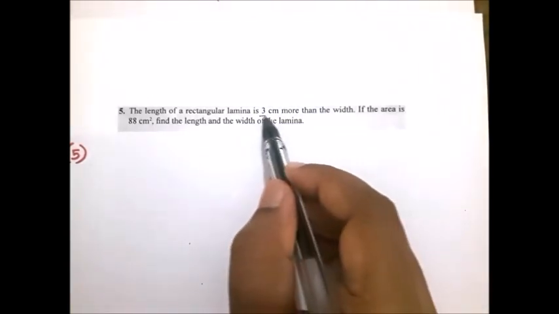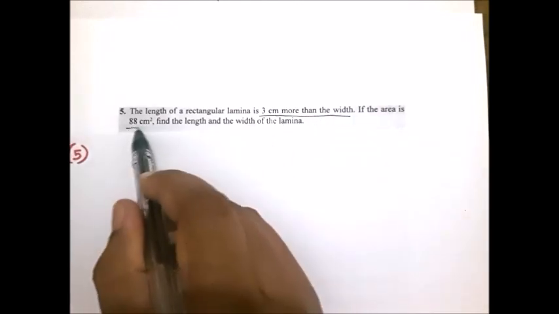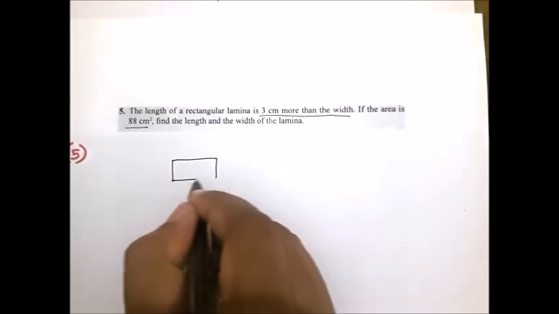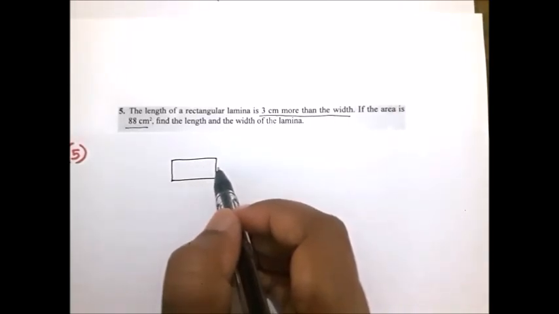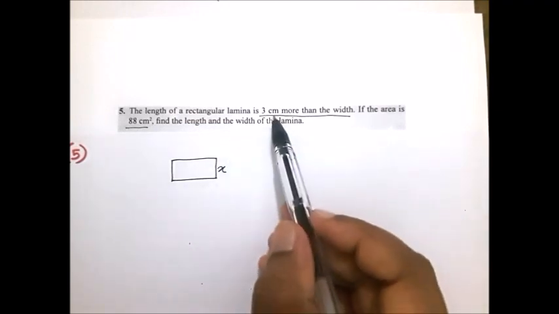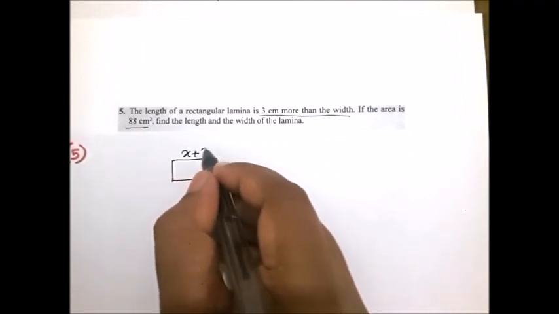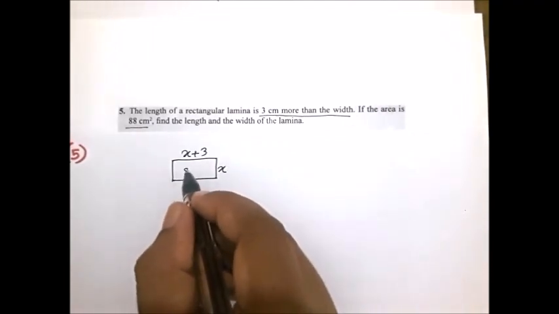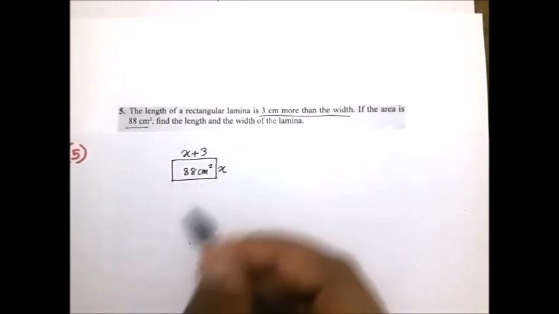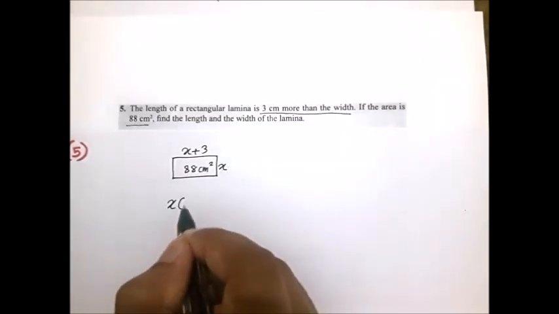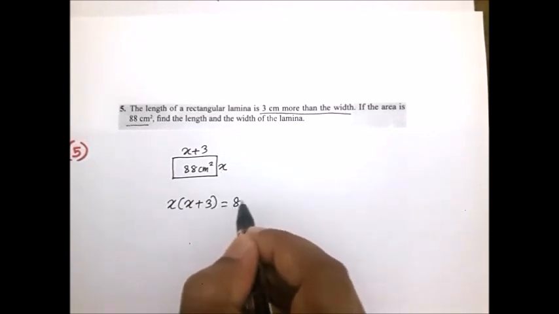Now look at the fifth question. The length of a rectangular lamina is 3 more than its width. The area is 88. Find the length and width. Represent this information using a diagram. I am going to take the width of the rectangle as x. The length is 3 cm more than the width, so length is x plus 3. Area is equal to 88 square centimeter. Here length multiplied by breadth equals 88. x multiplied by x plus 3 is 88.